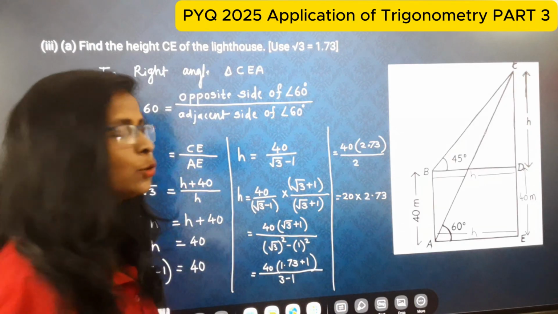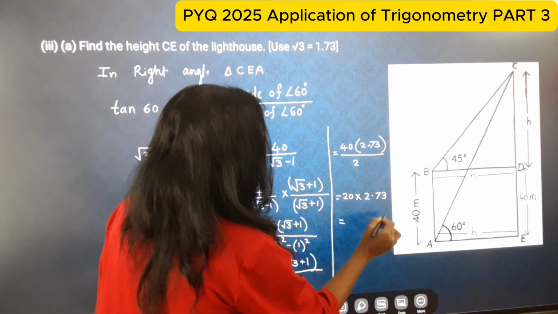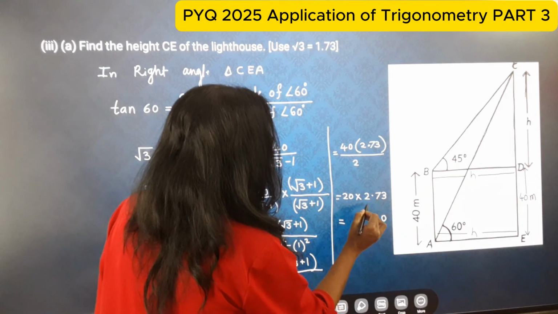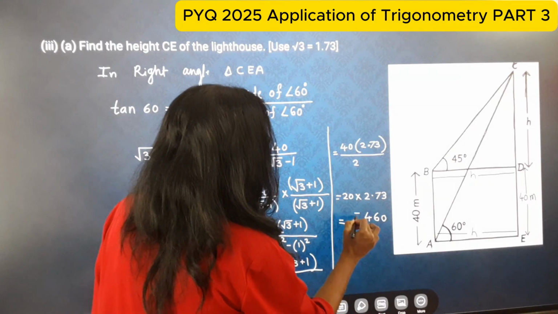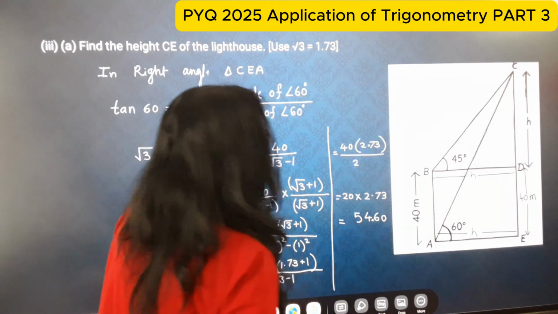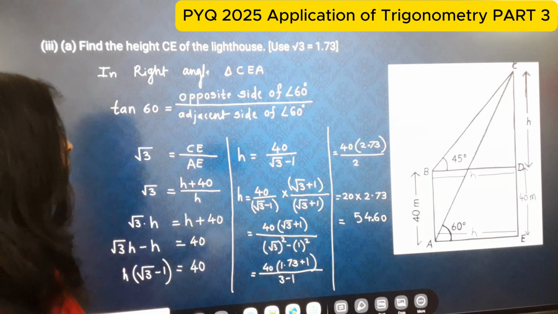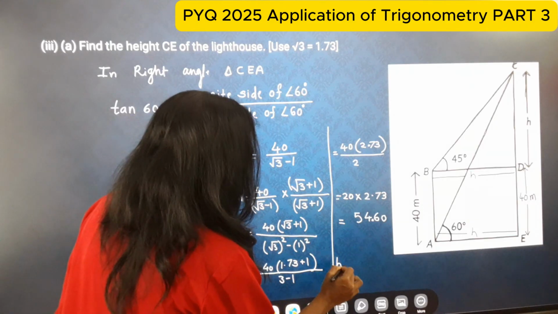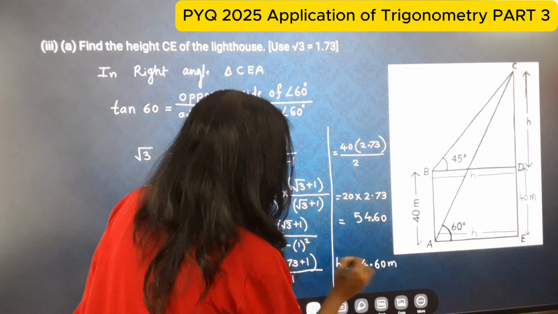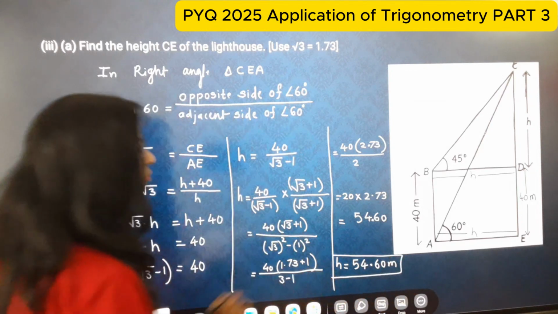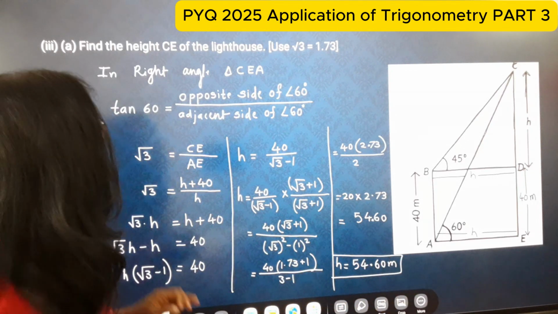Now here very easy: 20 multiplied by 2.73 gives 54.60 meter. That means H is equal to 54.60 meter. Okay, H is equal to 54.60 meter.